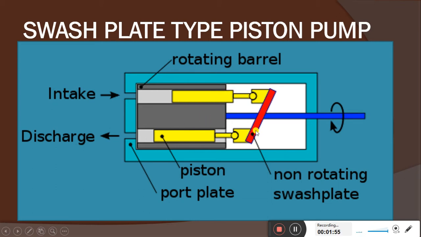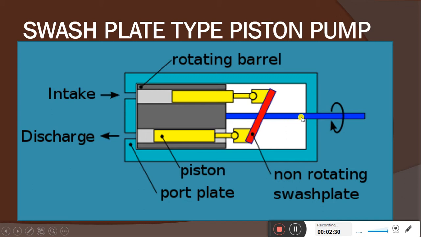And this red colored plate, which from the side view looks like a circular plate, is the swash plate. It is non-rotating. Only the shoes are guided by the angle of the swash plate. The swash plate is placed at an angle to create a volume difference at the inlet and outlet. This volume difference can be created because of the angle maintained at the swash plate. This is a very important part of the pump.